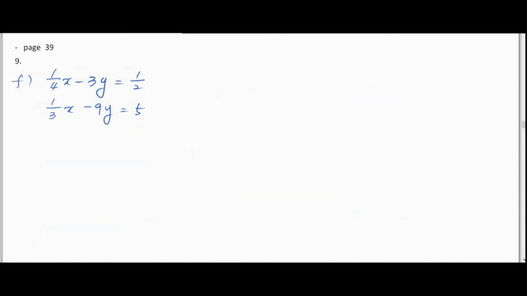And finally, this is f. So first, when you look at this equation, you can find something. It's negative 3y, negative 9y. So this is negative 3 multiplied by 3y.